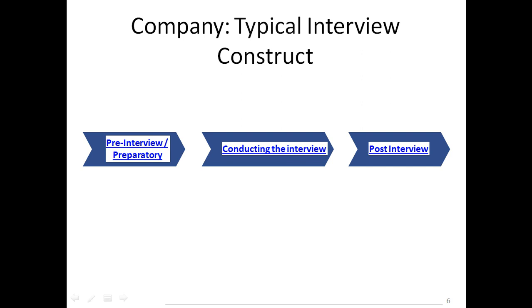The most important part is the time duration: how much time you should give for the pre-interview preparatory analysis. Typically, a new technical interviewer should spend around 30 minutes, at most 30 minutes, whereas an experienced technical interviewer will take around 15 minutes to prepare all this, that is, the pre-interview preparatory document.